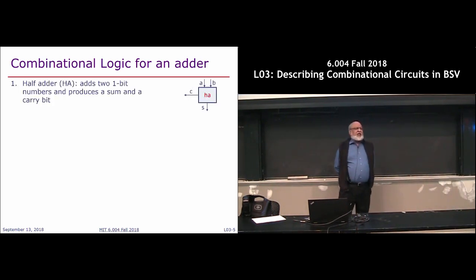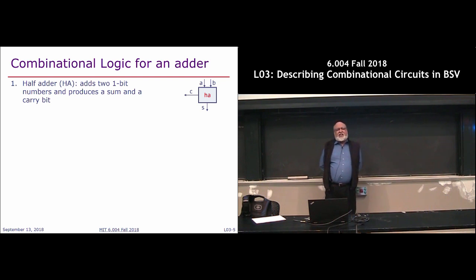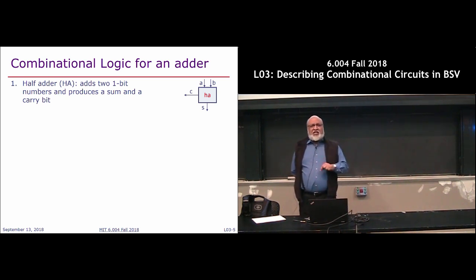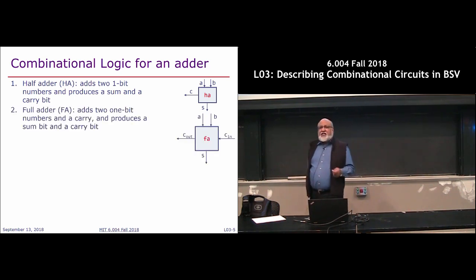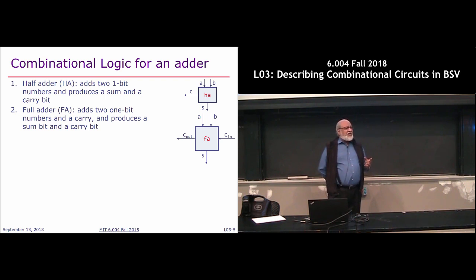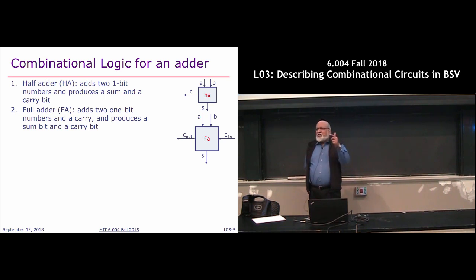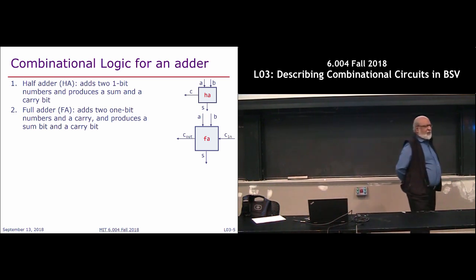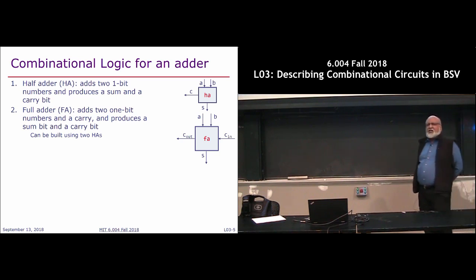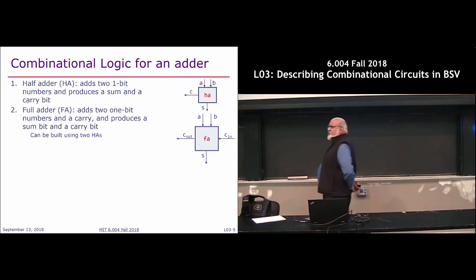So look, we can go step by step. I can take a very small problem. I can build a half adder, which takes 2 bits and produces a sum bit and a carry bit. Yes? And then once we know how to build a half adder, we can build a full adder. And a full adder will take 2 bits and a carry bit and produce a sum bit and a carry bit. And not surprisingly, we can write the full adder using half adders in it.